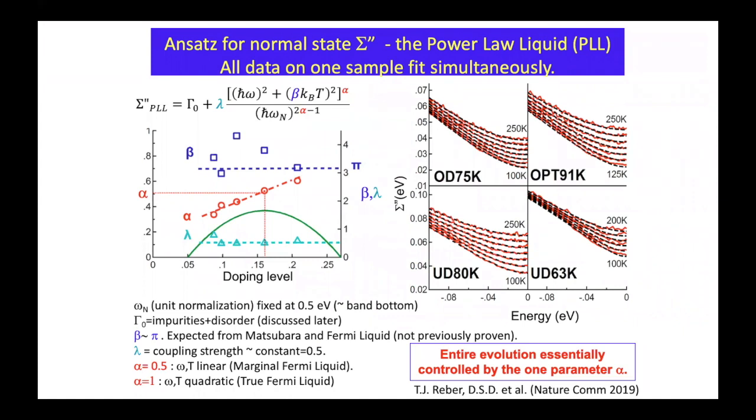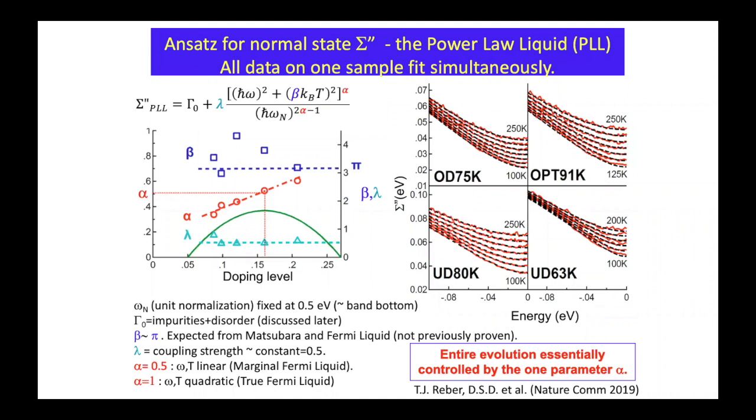We fit to an ansatz for what sigma double prime should do. We call this the power law liquid phenomenology. So as a function of frequency or temperature, it's sort of an internal quadratic thing, but then raised to some exponent, that's our power law. And with something that connects the two scales, an offset, a coupling term, and then I'll tell you about this later. Here's the data, which is the same as on the last slide.